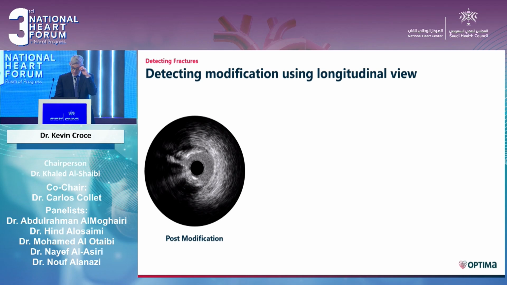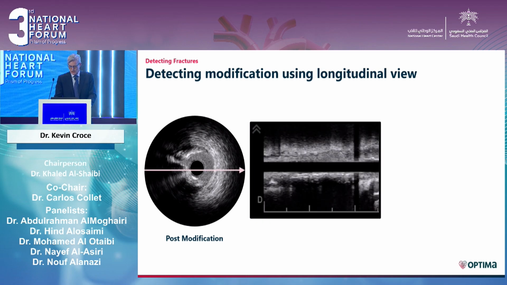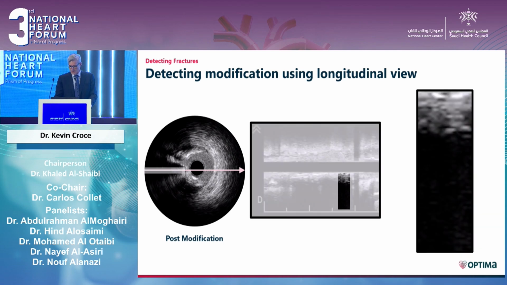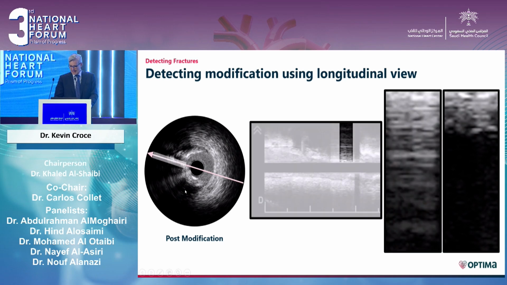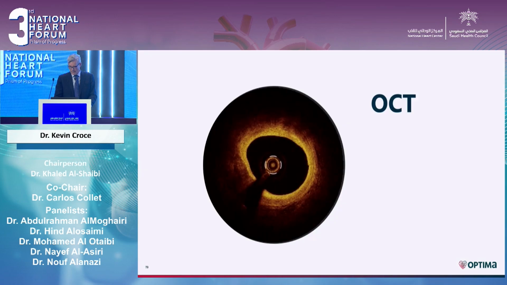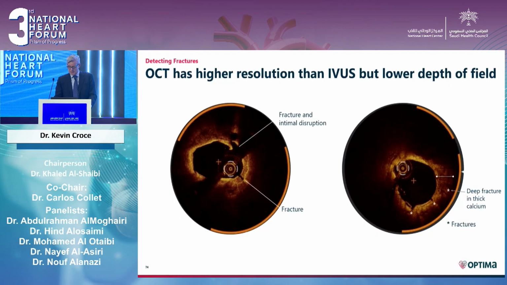Detecting modification can also be done on the longitudinal view. James showed us how to use the longitudinal view to assess calcium, whether it's eccentric or concentric. And you can see here, depending upon which segment of the longitudinal view we're looking at, if you turn it to this spot, you can see that there is gain of reverberations in the area where the calcium's been modified. So after modification, you can detect that both in the cross-sectional view and the long view of your IVUS run. OCT is similarly helpful for looking at calcium modification.